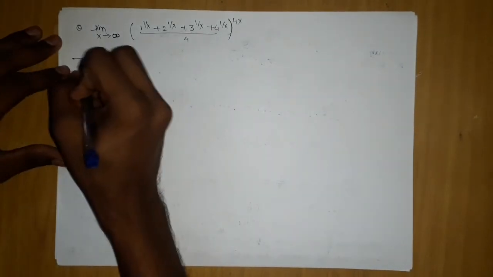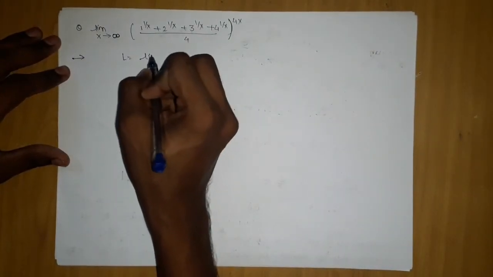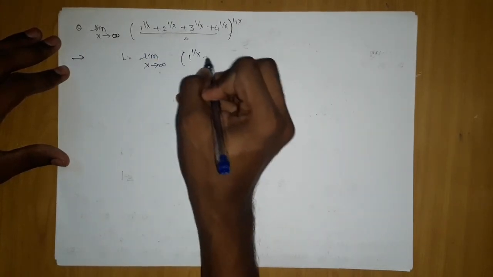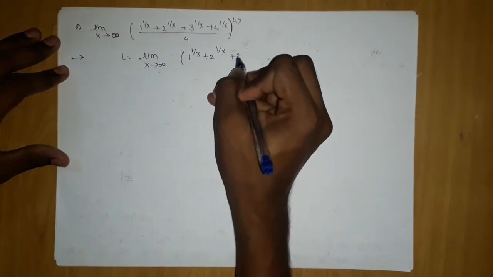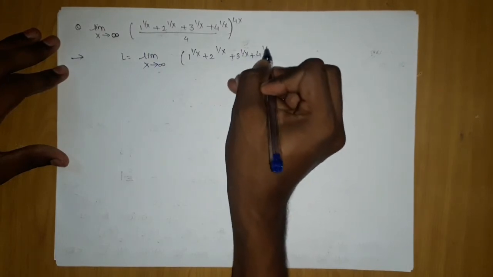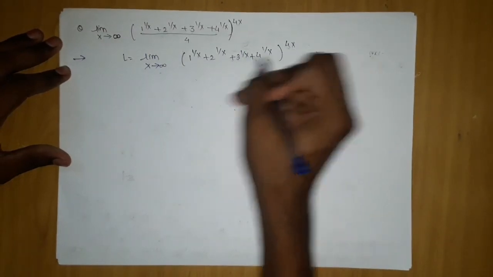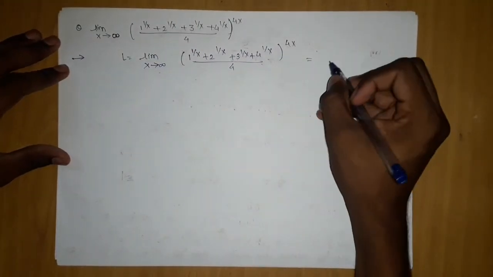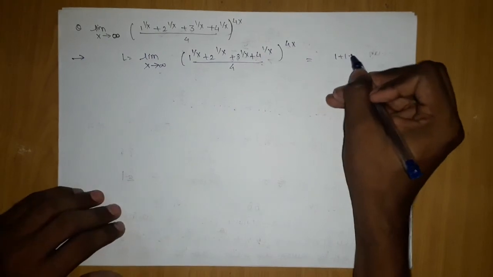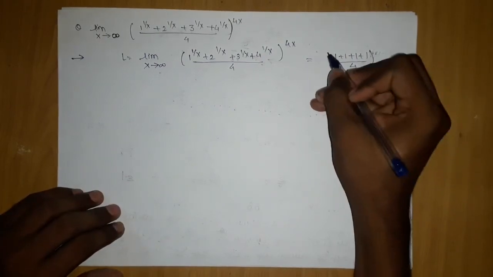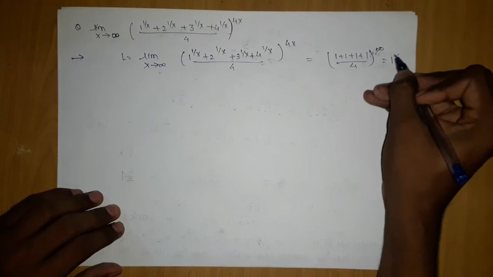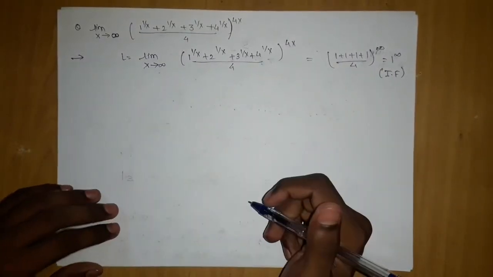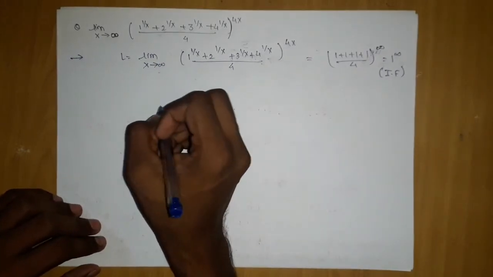First, you will write limit x tends to infinity, (1 power 1 by x, 2 power 1 by x, 3 power 1 by x, 4 power 1 by x) the whole by 4, to the power x. Here the moment you substitute infinity, you will get something like (1 plus 1 plus 1 plus 1 by 4) the whole to the power infinity, which will give you 1 power infinity, which is the indeterminate form.